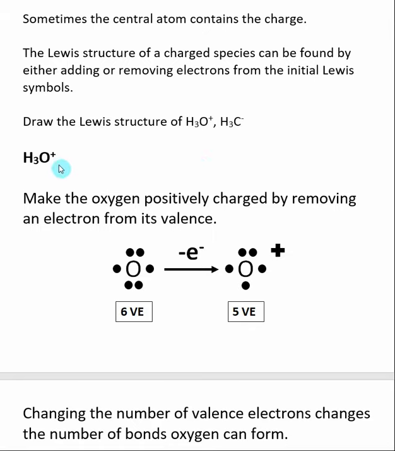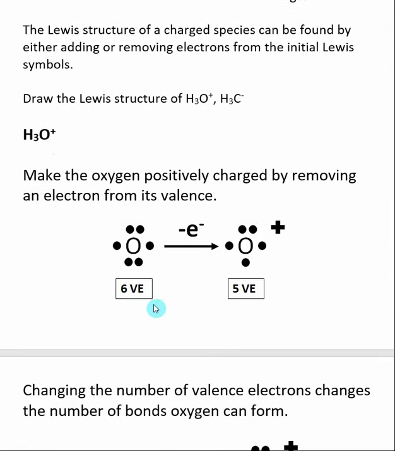So here's an example where we ask to draw the Lewis structure of H3O+, and in this case we know that the oxygen is going to be gaining a positive charge. So what I want to do is start with the typical Lewis symbol for oxygen, which has 6 valence electrons, and I want to give it a positive charge by removing an electron. We put the electrons around oxygen as if it has only 5 electrons.